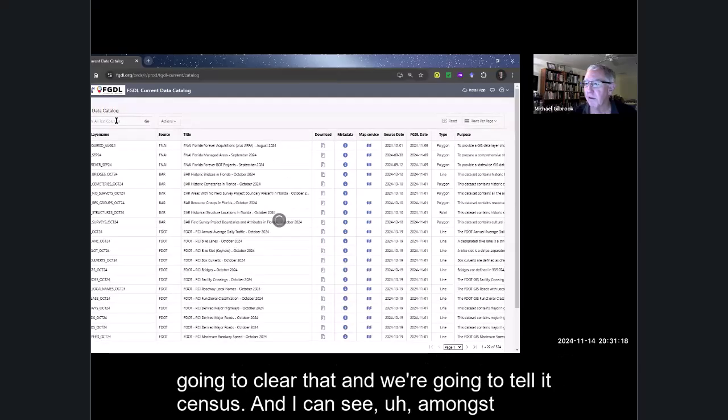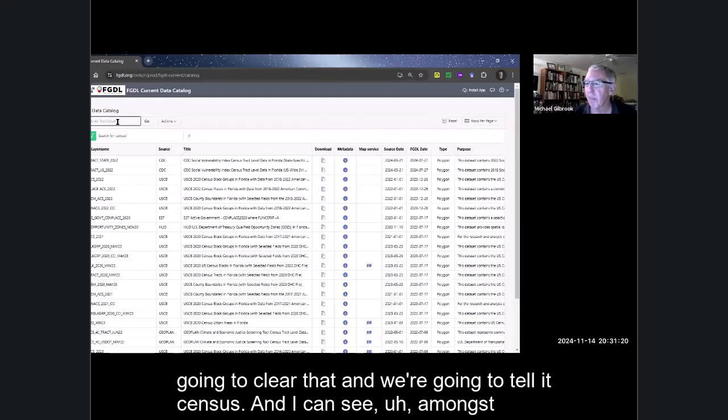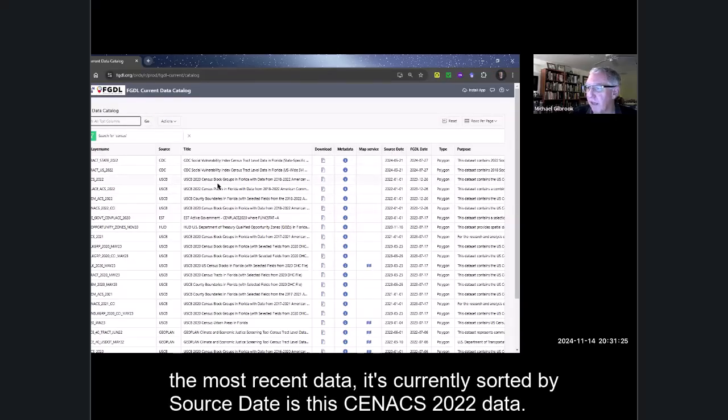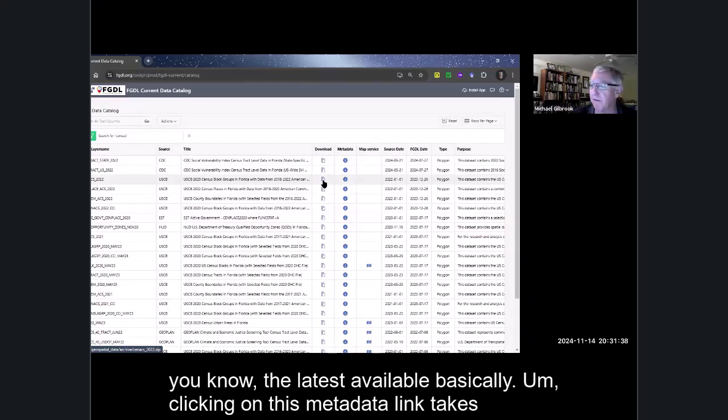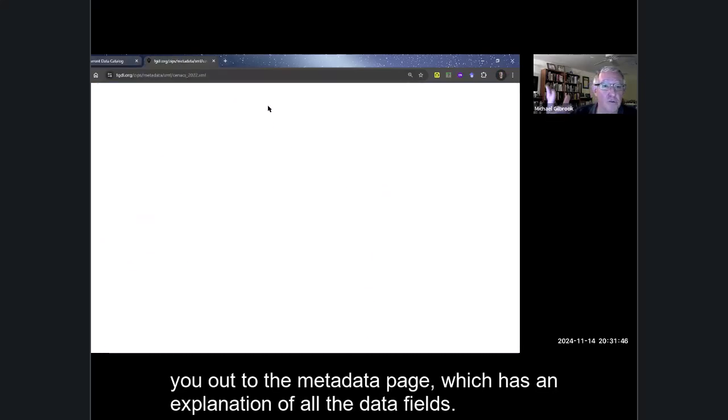So we're going to clear that, and we're going to tell it census. And I can see amongst the most recent data, it's currently sorted by source date, is this Cenax 2022 data. All right. So if I download that, I can use that. That's going to have census data that's the latest available, basically. Clicking on this metadata link takes you out to the metadata page, which has an explanation of all the data fields. Once it actually shows up.